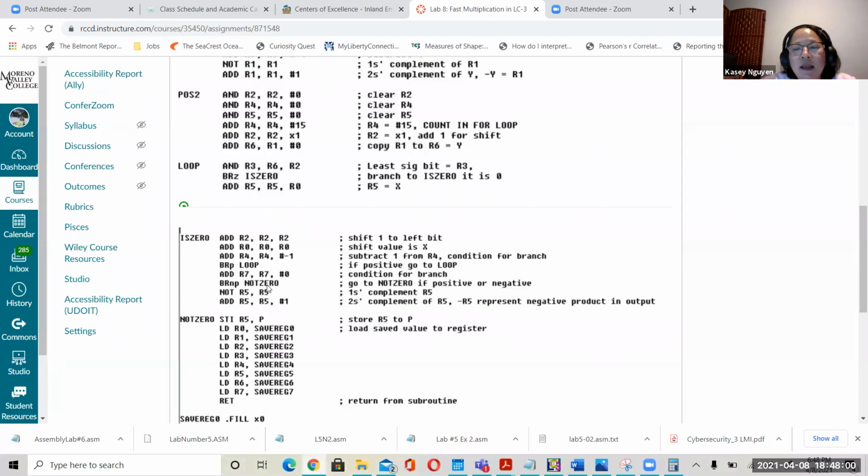And we want to use a register to represent a possible negative value as a product, because you can have a positive multiplied by a negative, and you would get a negative product. So we want to sign that. So here, if it's not 0, it could be negative or positive, then we would want to take the two's complement for R5, which represents the negative product in output.